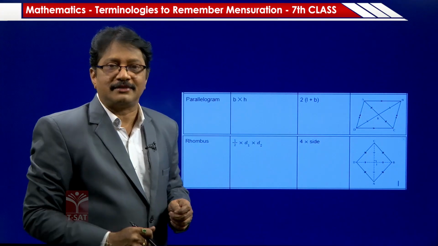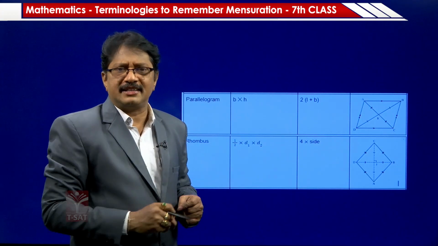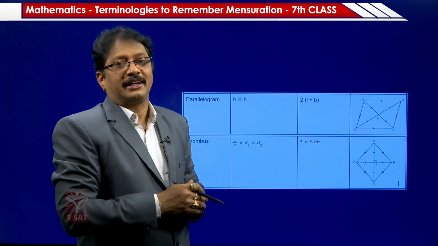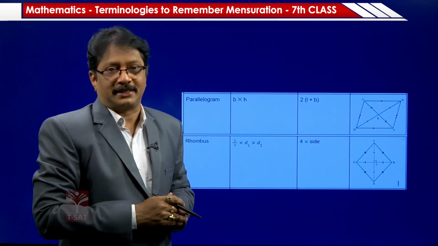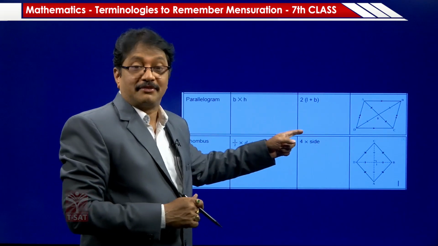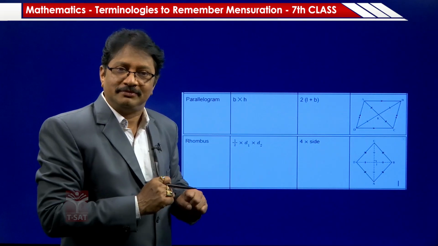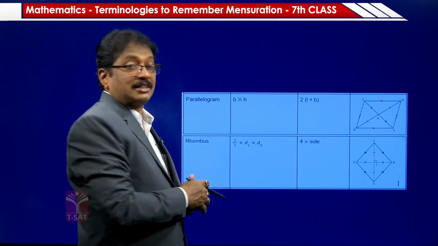This is a very important thing here. Every rectangle is a parallelogram, but every parallelogram need not be a rectangle. This is very, very important. So that's the reason the perimeter formula of the rectangle and the perimeter formula of the parallelogram are both the same. Do you understand? Now coming to the rhombus.